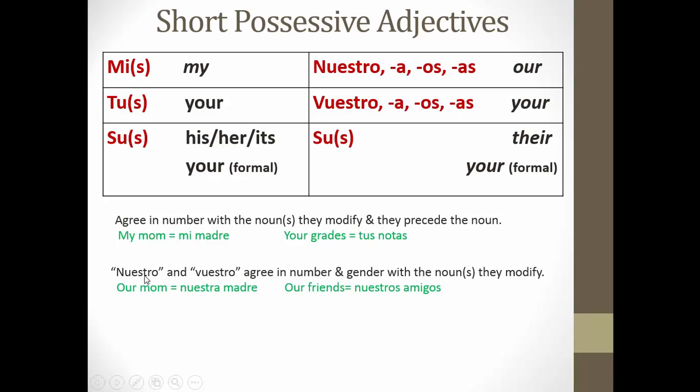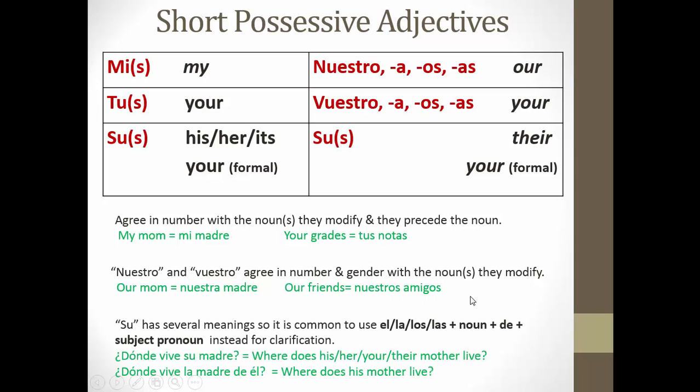Okay, you'll also notice that nuestro and vuestro not only agree in number with the noun they modify, but they also agree in gender. Look at these examples. Our mom. Mom is feminine, so you must use the feminine version of nuestro. That would be nuestra madre. Our friends. Friends is masculine plural, so you must also use the masculine plural way to say our. Nuestros amigos.